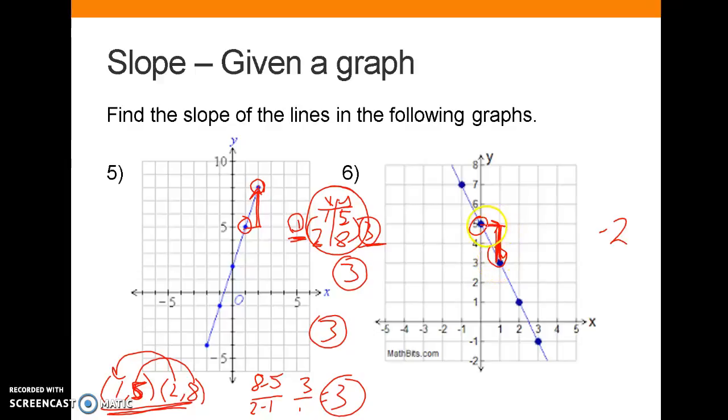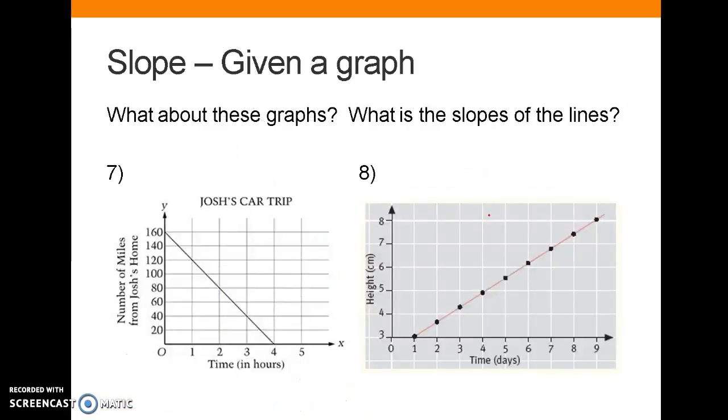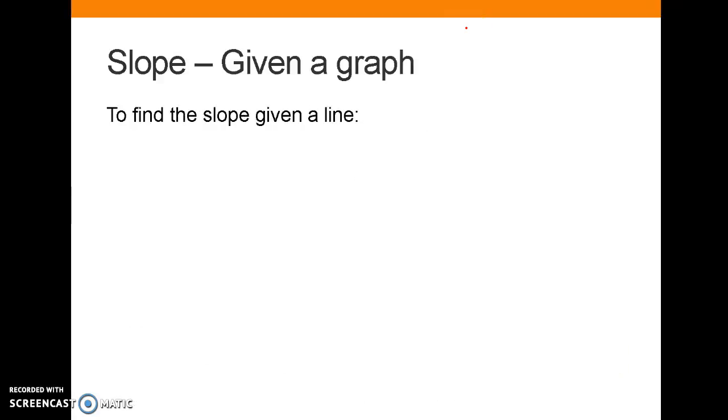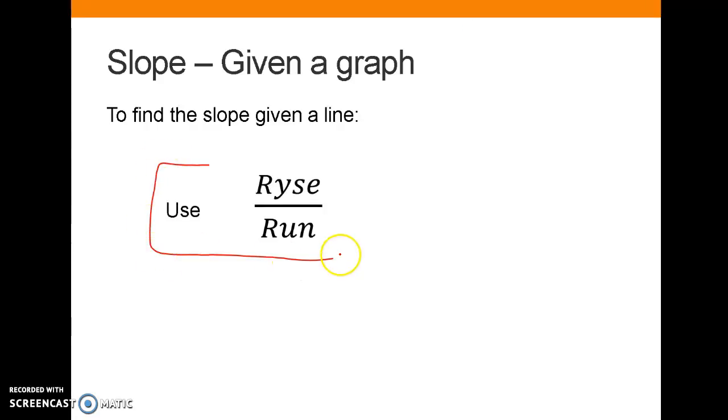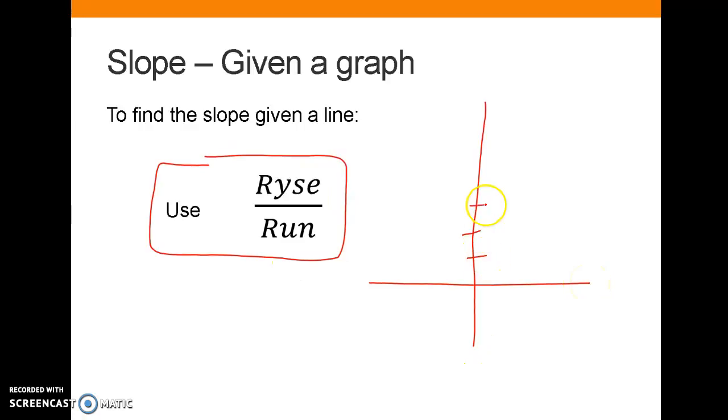The run is how far it goes over. So in this particular case, the rise is negative 2, the run is positive 1, and negative 2 divided by 1 is negative 2. So in a nutshell, how do we find the slope if we're given a graph? Well, if we're given a graph, we can simply use what is called the rise over the run, which is this right here.